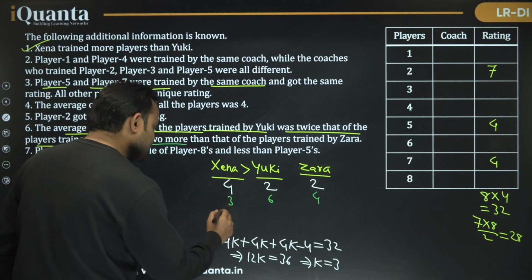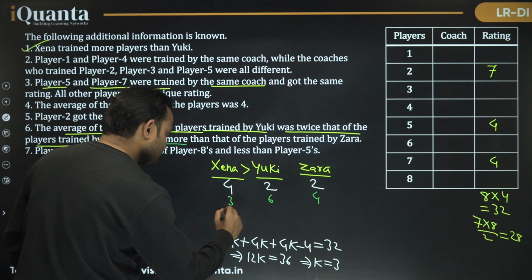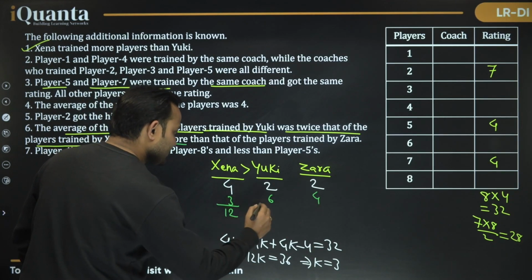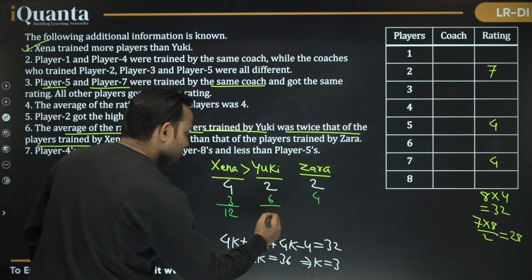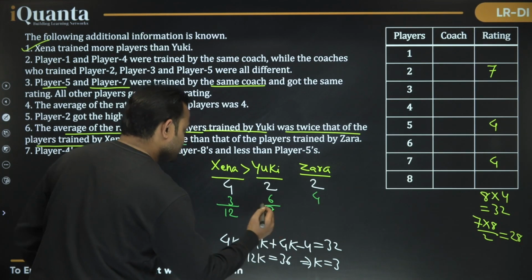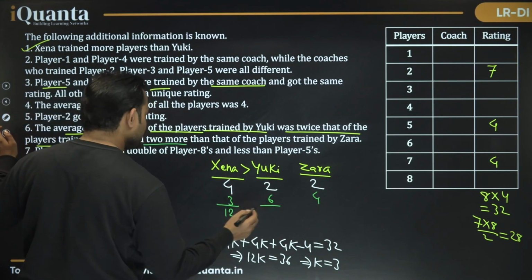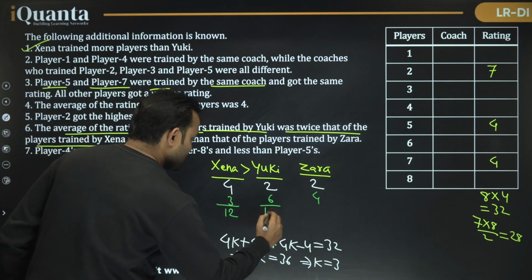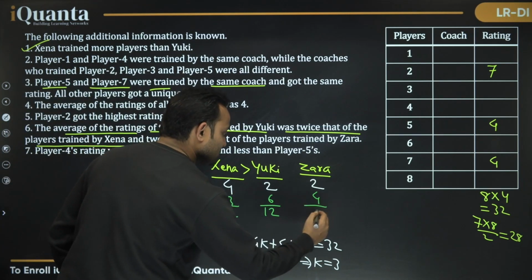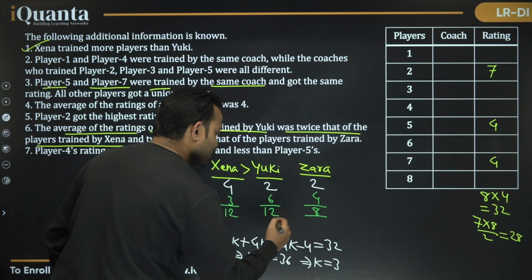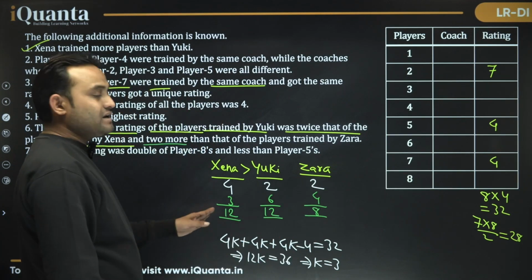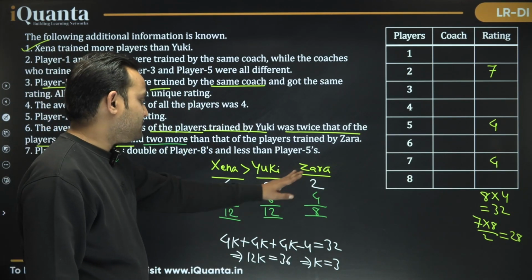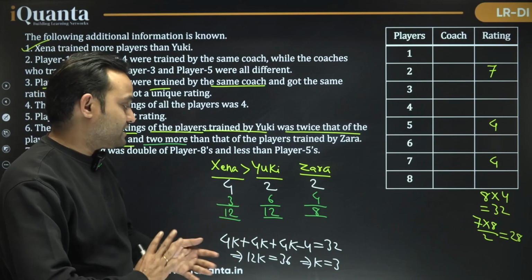So what will be the total? The total in this case will be 12, right? In this case, the total will be 6 into 2, 12 as well. And in this case, the total will be 8. These are the total ratings given by these coaches, total of the ratings.